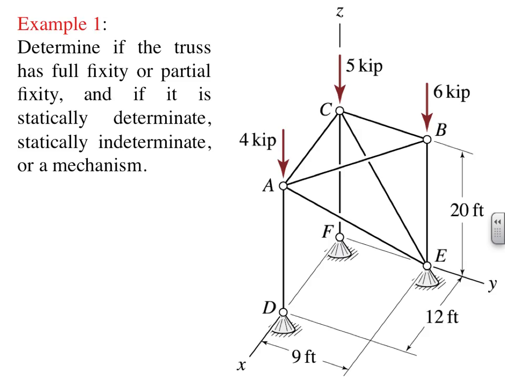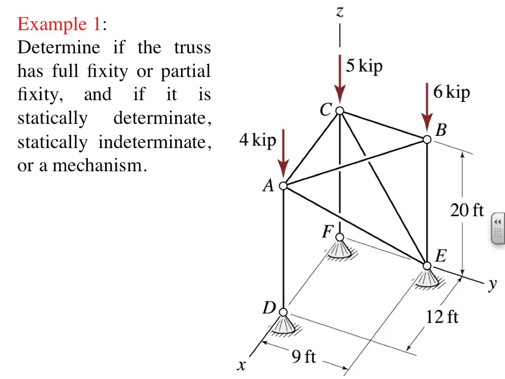Determination of partial fixity in a space truss problem is often much more difficult than that of a 2D problem. In this case, the structure as a whole is supported by ball and socket joints at D, E, and F. This provides a total of 9 reaction forces, which seems like more than enough to ensure structural fixity. What is often difficult to see, however, are those modes of movement within the structure, even if the structure is anchored at points like D, E, and F in the XY plane.